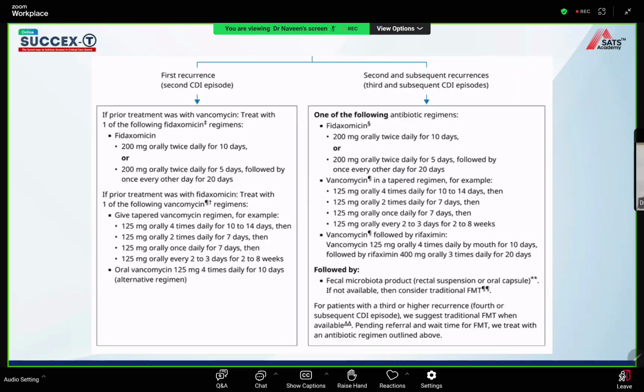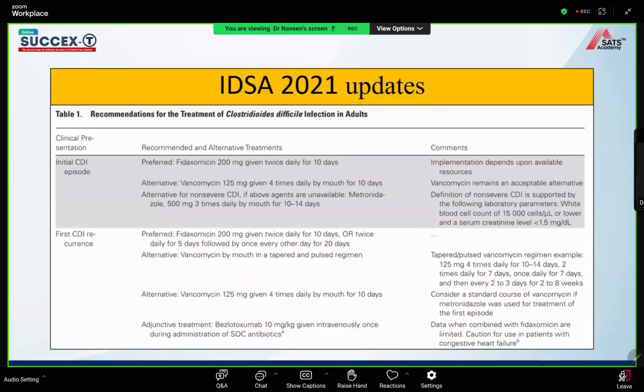And for second and subsequent recurrences, in combination with the standard care, fidaxomicin or vancomycin, either in the form of standard care as well as tapered care, you will be doing a fecal microbiota transplantation. That can be done in the form of either oral capsule or rectal suspension. The traditional FMT was endoscopy guided, placing the fecal microbiota there, which was a little invasive. Nowadays, we have an oral capsule and a rectal suspension available, which replaces the traditional FMT. I want to insist on it.